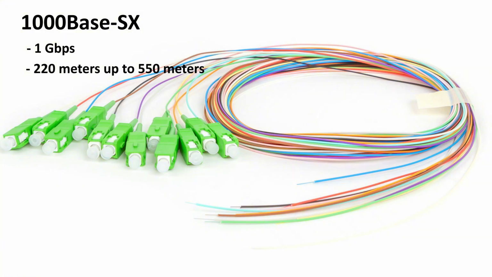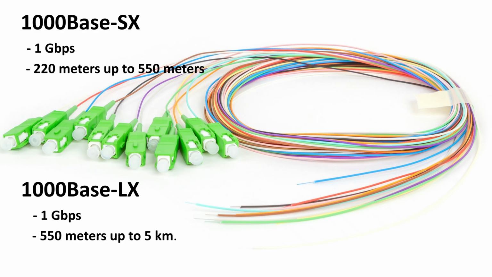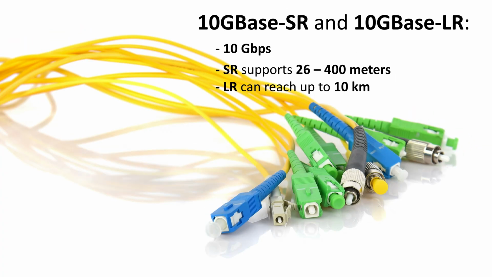If you want longer gigabit performance, you can use 1000BASE-LX, which supports distances from 550 meters up to 5 kilometers. And last but not least, we have 10GBASE-SR and 10GBASE-LR. SR supports cable length from 20 meters up to 400 meters. LR, on the other hand, can reach up to 10 kilometers.